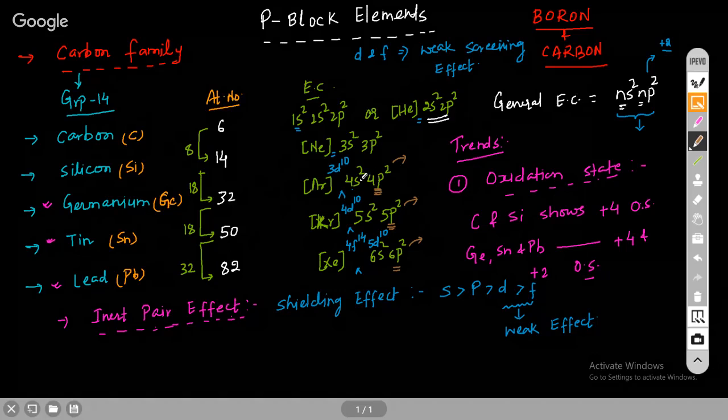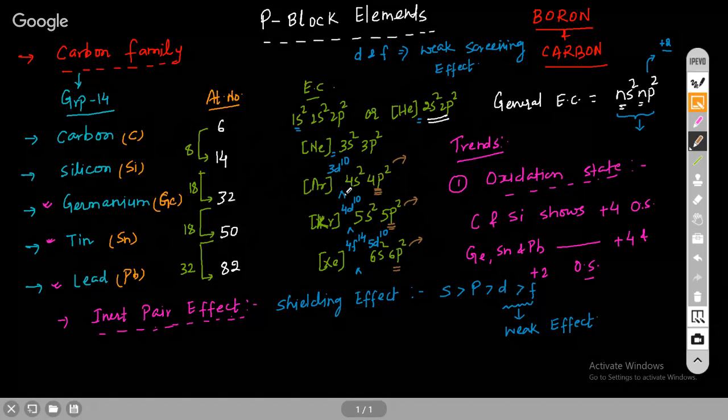Both electrons in s and p orbital are strongly attracted towards the nucleus as compared to the electrons in carbon and silicon. But when you compare the electrons of s and p orbital, s will be more tightly bonded to the nucleus than the p electrons. Correct? So what happens because of this d and f orbital?